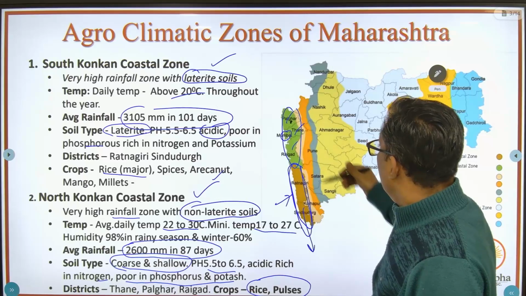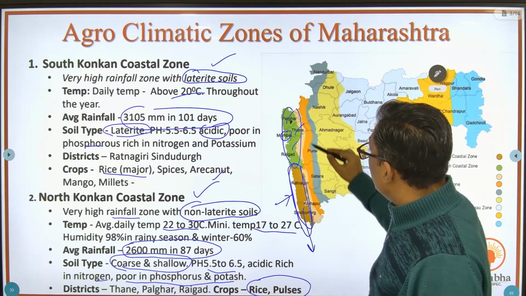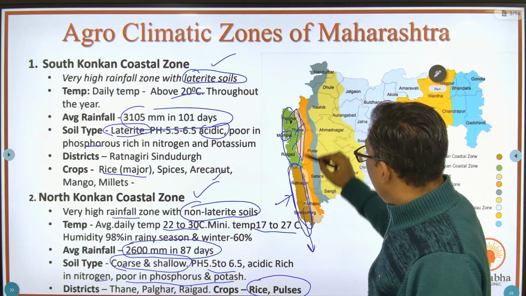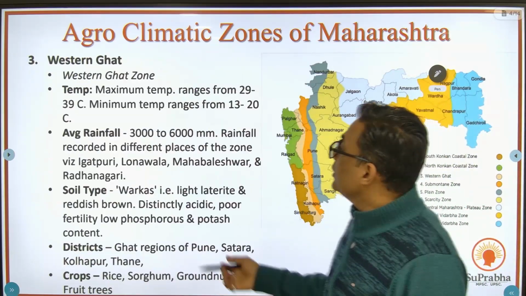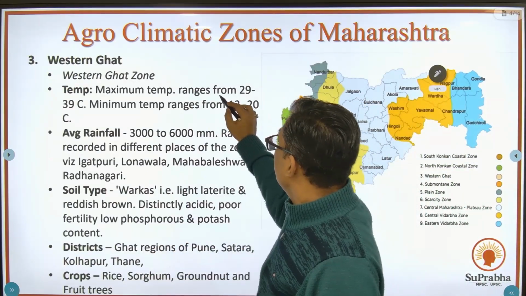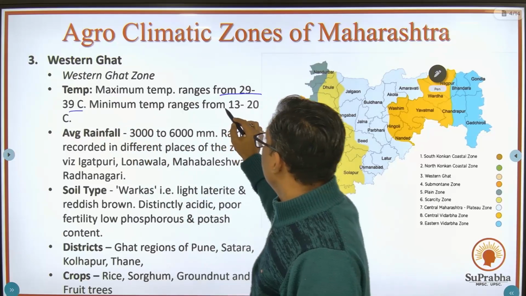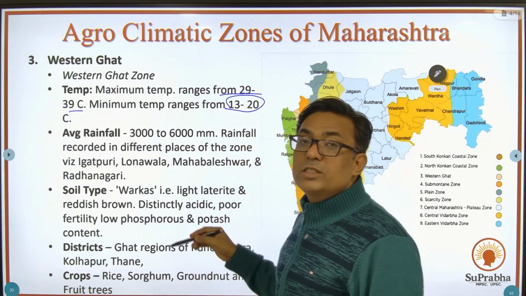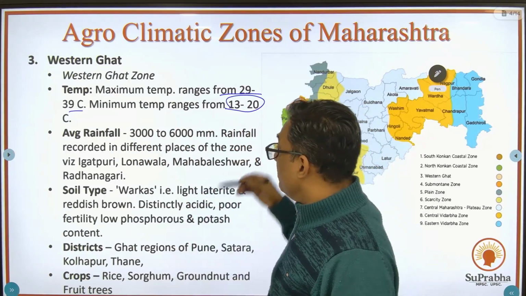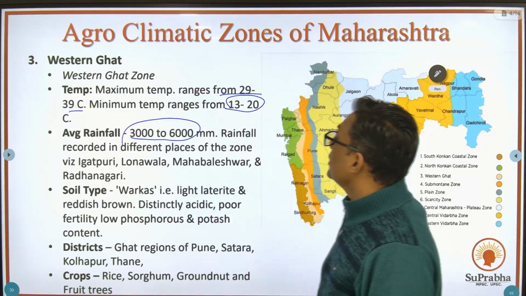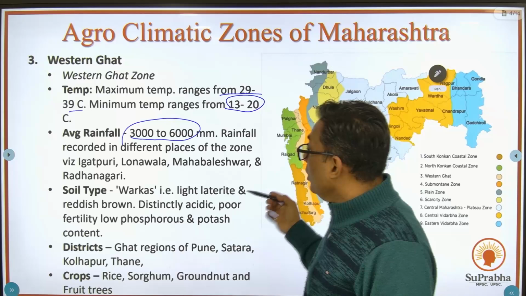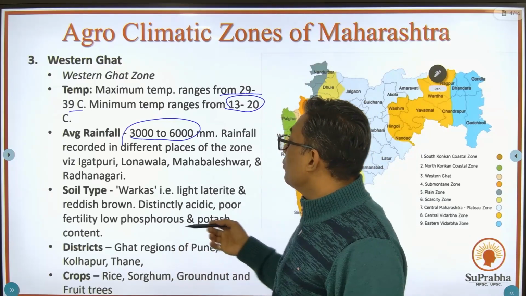So this is South Konkan, North Konkan. Then you come to the Western Ghats. Now, it is a forested area, with heavy rainfall. Temperature is 29 to 39 degrees Celsius. Minimum temperature goes to 13 degrees Celsius, since it is at a higher level, a hilly area. Looking at the average rainfall, 300 to 600 centimeters. That's a very high rainfall. You have different places which get very high rainfall.